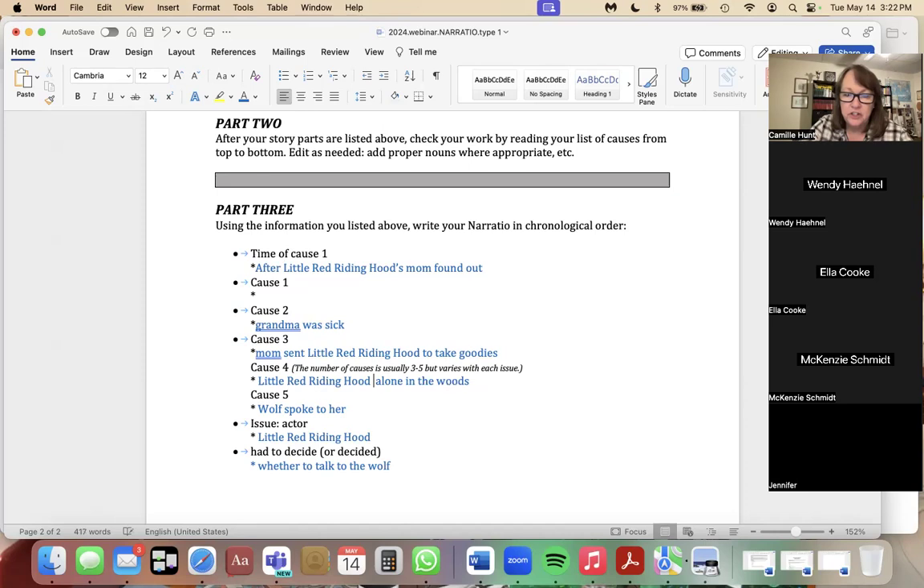So we can adjust our verbs. Ended up alone in the woods. The wolf spoke to her. A wolf appeared and spoke to her. Little Red Riding Hood had to decide whether to talk to the wolf. Any questions about that one?